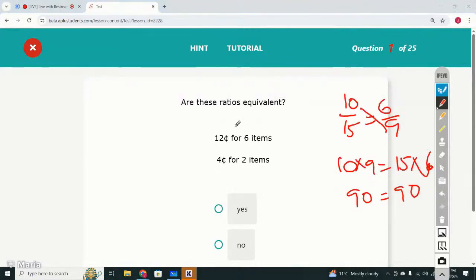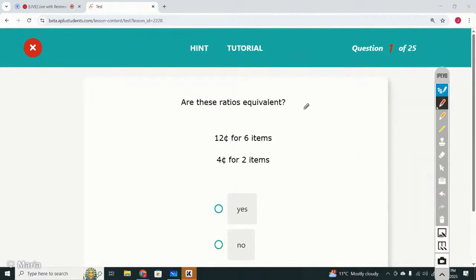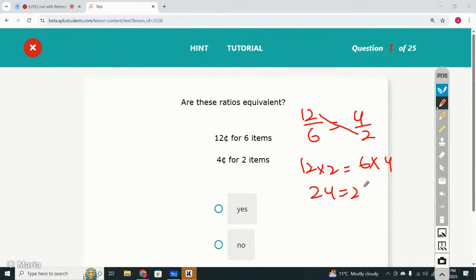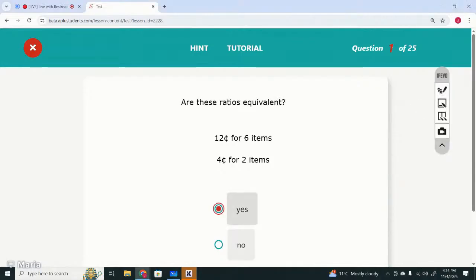Are these ratios equivalent? 12 cents for 6 items and 4 cents for 2 items. Let's cross multiply: 12 times 2 and 6 times 4. That is 24 equals 24. So both sides are exactly equal, which means yes, the ratios are equivalent. The correct option is yes, they are equivalent. Option number 1 is the correct option.